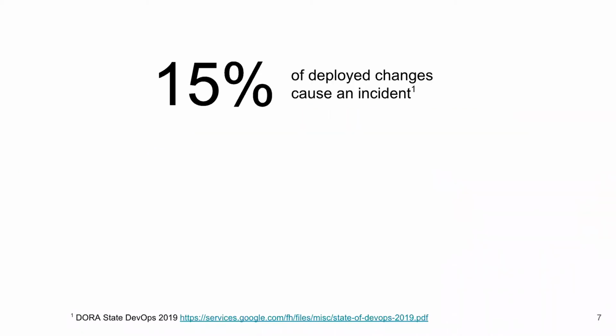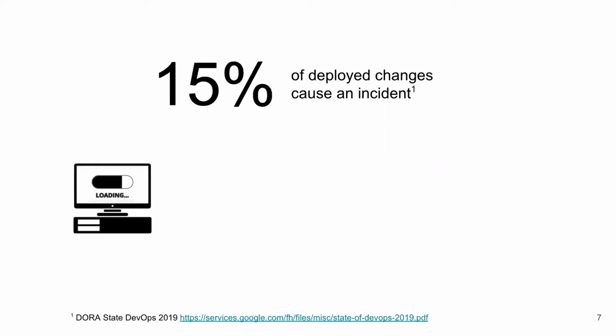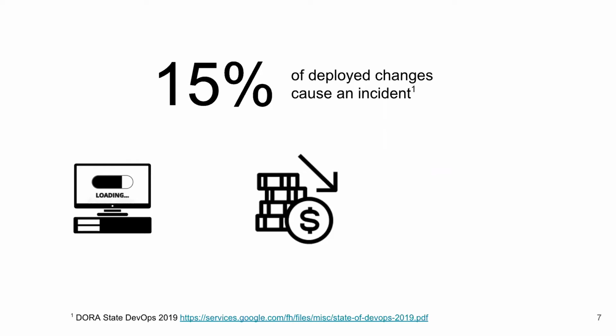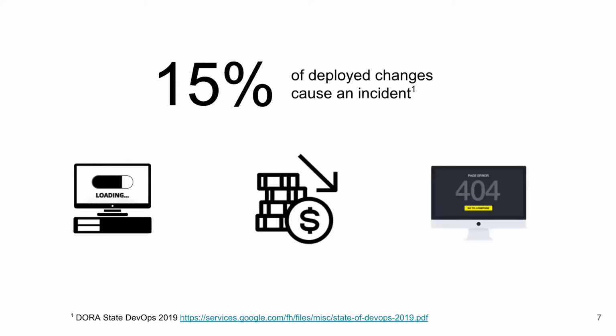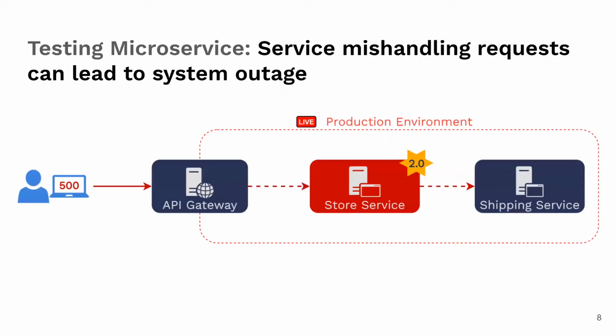In fact, according to DevOps Research and Assessment's State of DevOps study, 15% of deployed changes cause an incident in production. And we obviously want to avoid these production incidents because they degrade application performance, cause revenue loss for the business, and lead to system-wide outages. Here's what a system-wide outage might look like for Aaron's e-commerce site. If the application has a low fault tolerance, mishandled requests could lead to other services failing and the entire system crashing.